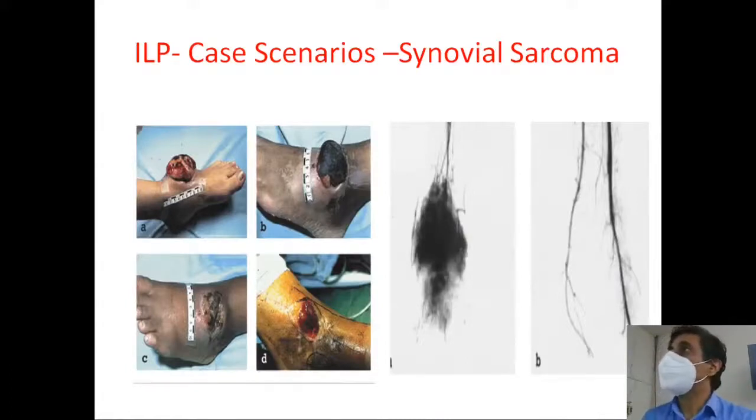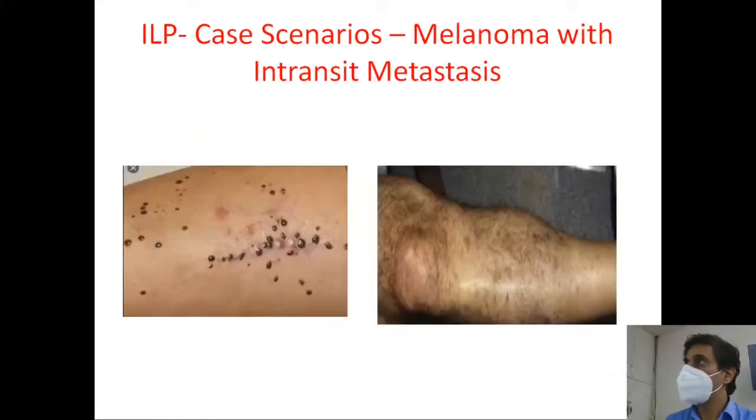This is a sarcoma, and after ILP it has shown changes of necrosis and decrease in size. Similarly, we can see here, this is a soft tissue sarcoma. After ILP it has undergone decrease in size. This is the CT angiogram of a soft tissue sarcoma showing tumor blush, and after ILP all the tumor blush has gone. These are multiple in-transit nodules of the melanoma, and this is the response of these in-transit nodules after ILP.